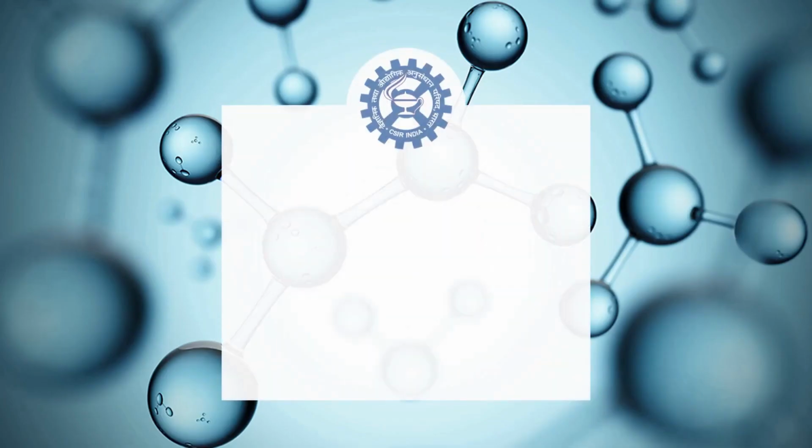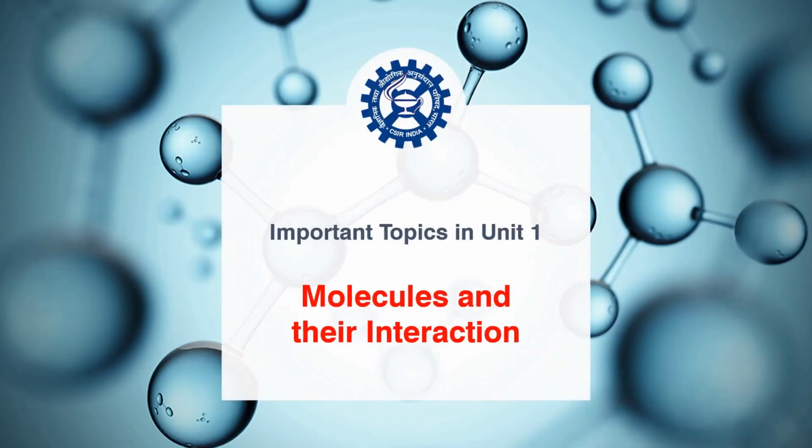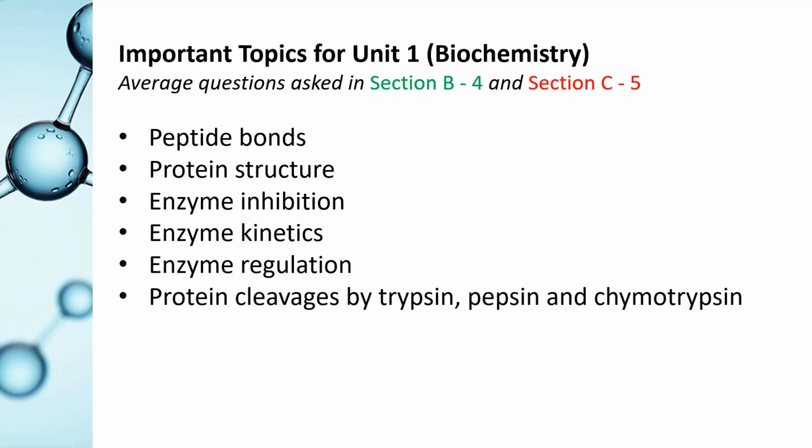Let us start with unit-wise important topics which we can focus on to prepare for the CSIR NET JRF Life Sciences exam. First unit is biochemistry, and it forms the base of all other units. Understanding of this unit helps in clearing the concepts of other units. To cover biochemistry for CSIR NET JRF, we need to cover these topics as priority. About 4 to 5 questions are asked in Section B and Section C from biochemistry.